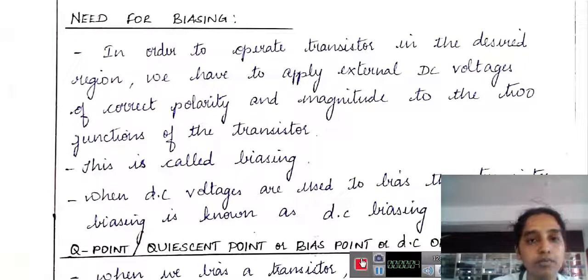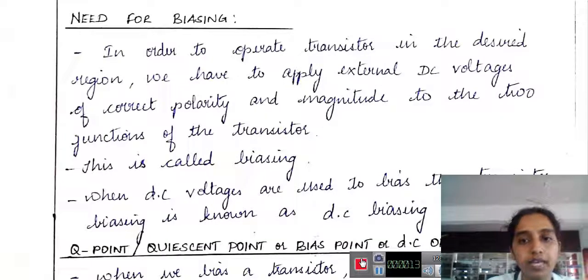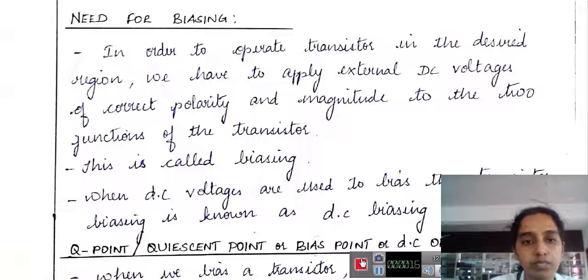Good morning, everyone. Let us now see about the need for biasing. In order to operate the transistor in the desired region, we have to apply external DC voltages of correct polarity and magnitude to the two junctions of the transistor. This extra voltage which we are applying is called biasing. When we use DC voltages as a bias of the transistor, giving an extra voltage with the help of DC voltage is called DC biasing of the transistor.